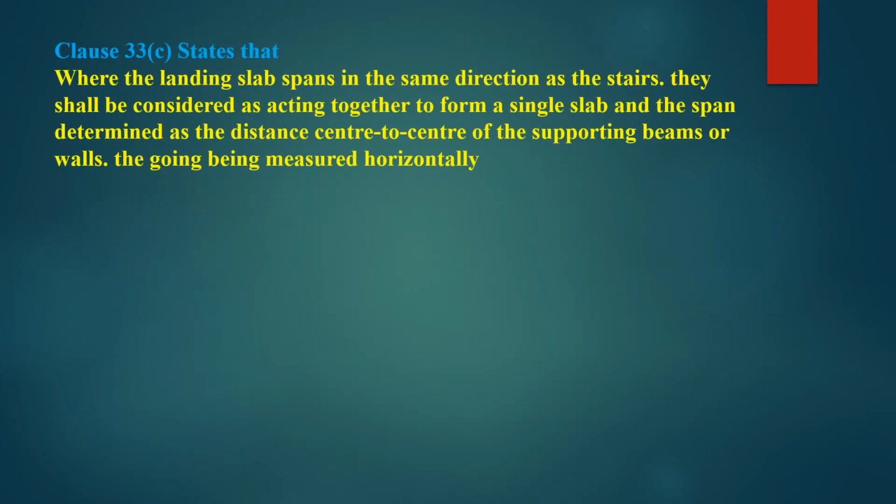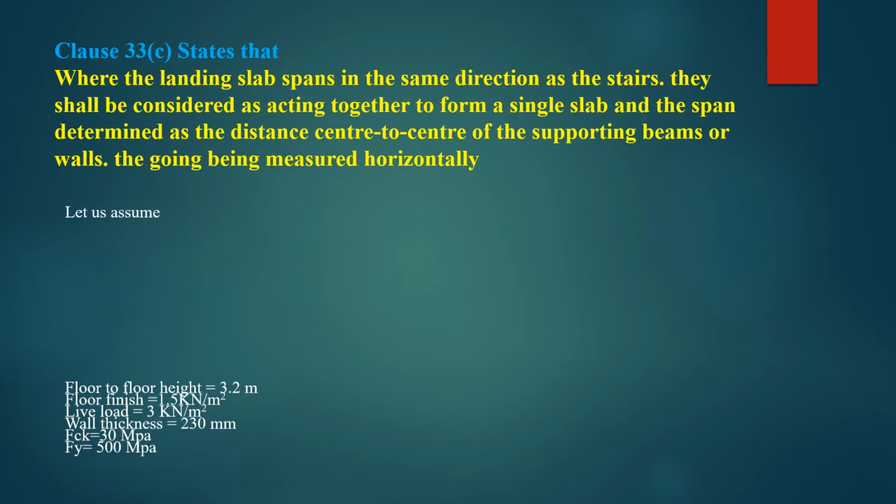As we already know, clause 33C states that the landing slab spanning in the same direction as the stair shall be considered as acting together to form a single slab. The span is determined as the distance center to center of the supporting beam or wall, the going being measured horizontal. So in this we need to consider it as a single slab, and the effective length will be center to center of the supporting beam plus the landing at both ends plus the going will give the effective length of the staircase.